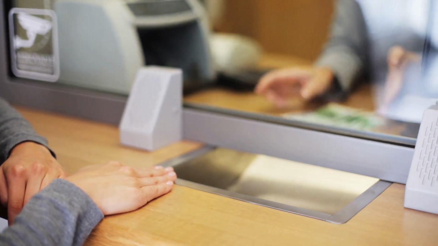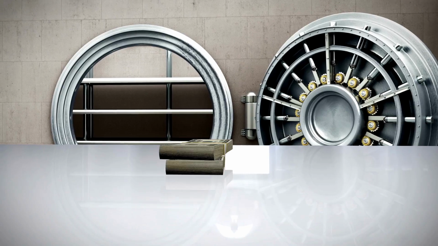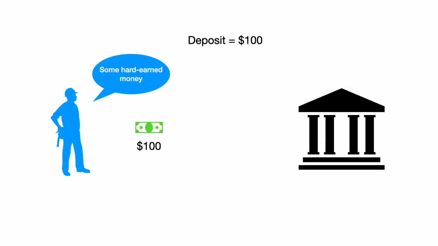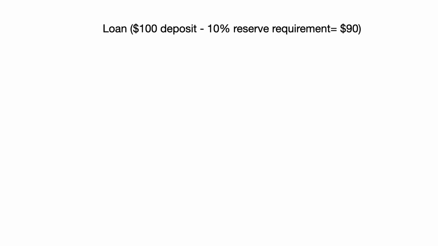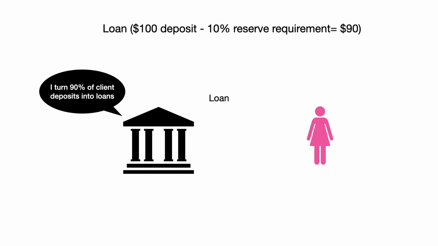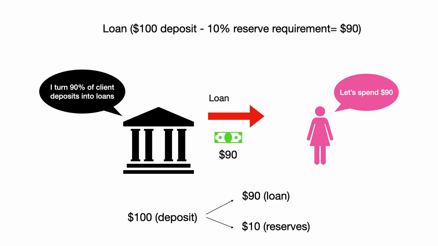When you deposit money in a bank, the bank doesn't just keep it in a vault. In our example, a $100 deposit is made. Instead, it uses a portion of that deposit to make loans to other customers. The $100 are split in two. $90 are lent to a client, while $10 are put in reserve. This is where the concept of fractional reserve banking comes into play.